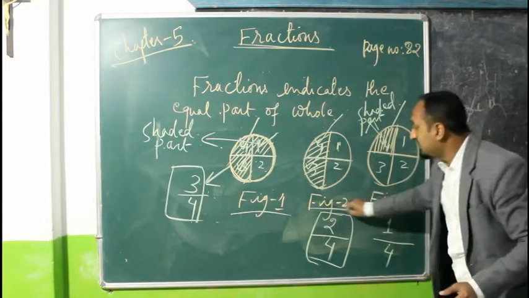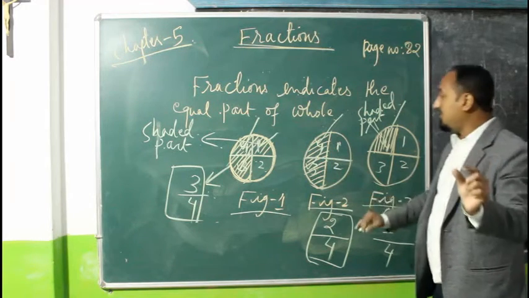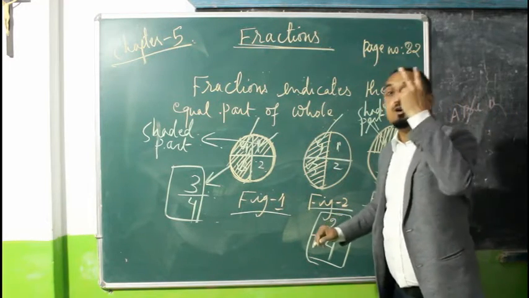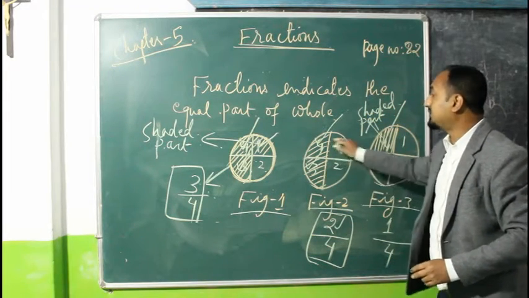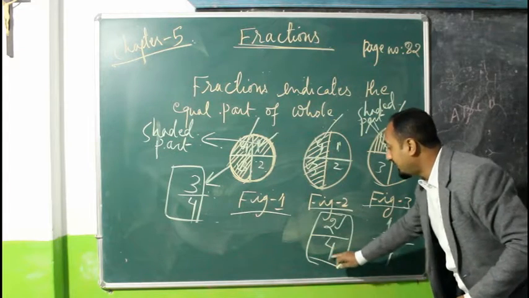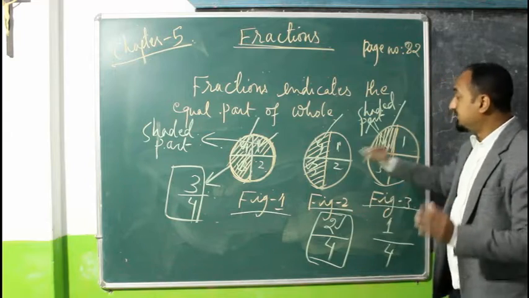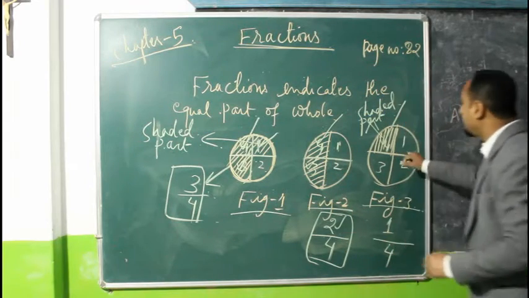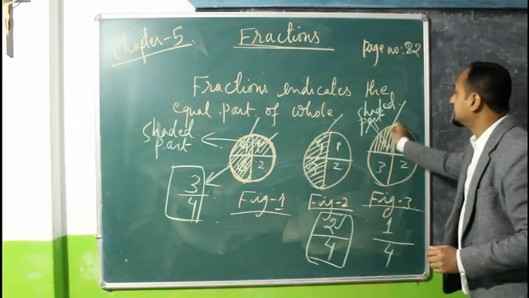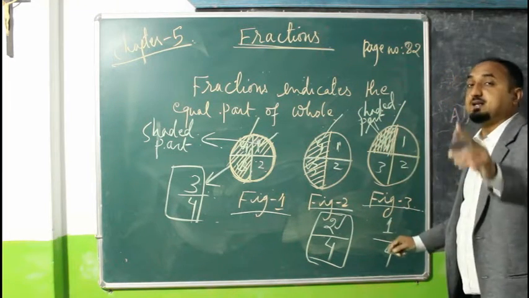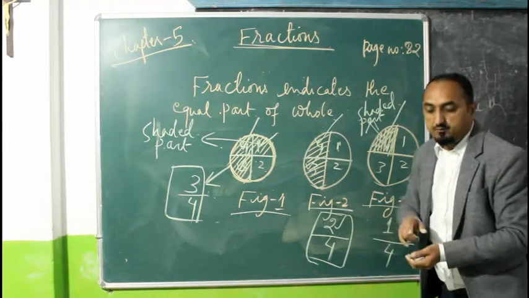When we move to the second figure, here also we divided this one into 4 equal parts. Now out of that, how many shaded parts do we have? 2. So these 2 we have to write at the numerator, and total how many parts do we have? 4. So we write 4 at the denominator. Now this is the representation of the figure in fraction form. Now third one, here also we have 4 equal parts. Out of these 4 equal parts, how many are shaded? One part is shaded, so we can write this one as 1 by 4. This is in fraction form.